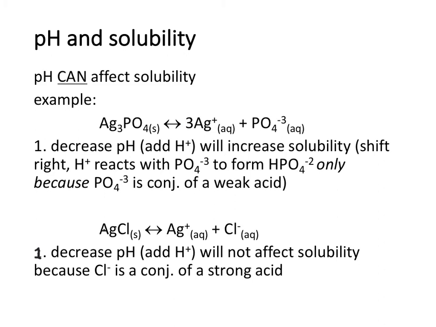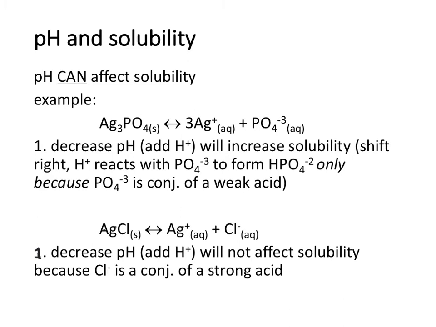Okay, so continuing on with the pH and solubility analysis, let's look at another example. In this case, we have silver phosphate dissolving into its ions. Now, if we decrease the pH or add H+, solubility is going to increase because PO4 3- is the conjugate base of a weak acid. And because it's the conjugate base of a weak acid, we know that it will behave as a base. So when we place the H+ into solution, this base is going to want to interact with that H+. So effectively, you're producing HPO4 2- and subsequently removing some of this ion from solution. So equilibrium is going to shift to the right, and solubility is going to end up increasing.